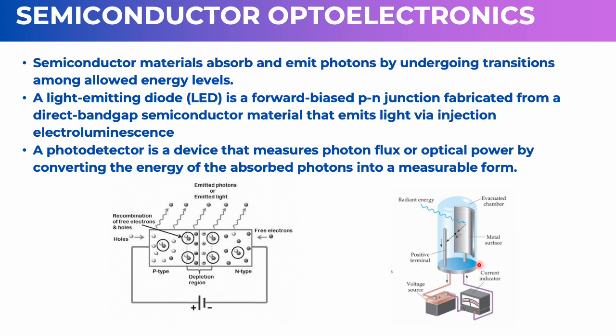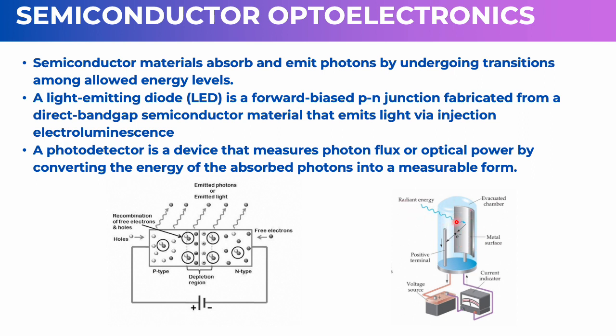Now the photodetector is a device that measures photon flux or optical power by converting photon energy to a measurable form. It detects photons and then converts them to electrical signals, so sort of the opposite of what was happening over here. The setup is simple. There's a photodetector plate over here where the photoelectric effect happens. It's just a metal surface.